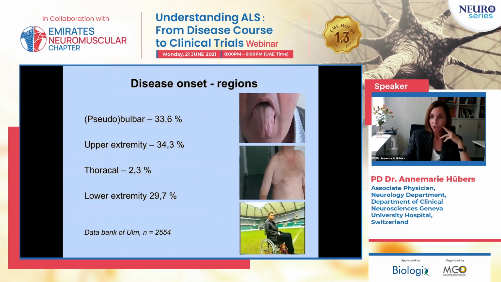I mentioned the regions of onset. So one third of patients show disease onset in the first or bulbar region, about one third in the so-called cervical region, which is the upper extremities, only 2 or 3% in the so-called thoracic region, which is obviously the trunk, and another 30% roughly in the lower region, in the lumbar region, which is the legs.